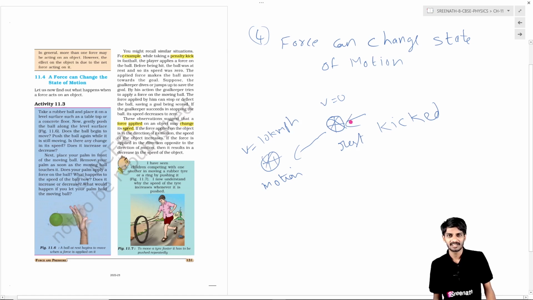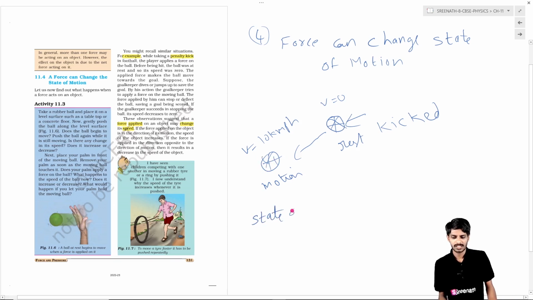Kicking means nothing but pushing. Okay, he pushed this ball. So what happened in this situation? Whenever we kick, whenever we apply a push, the ball which is in rest position starts moving.